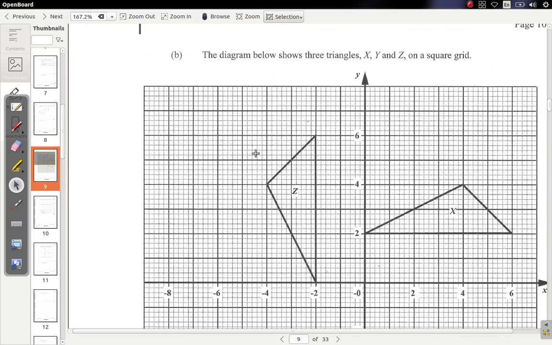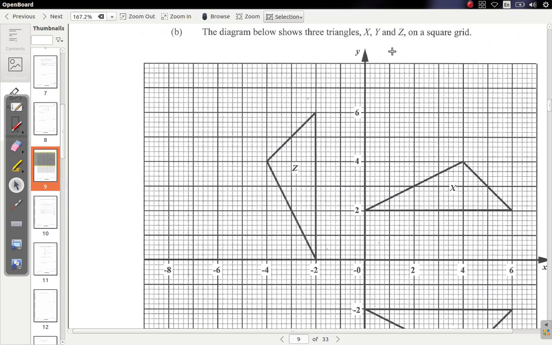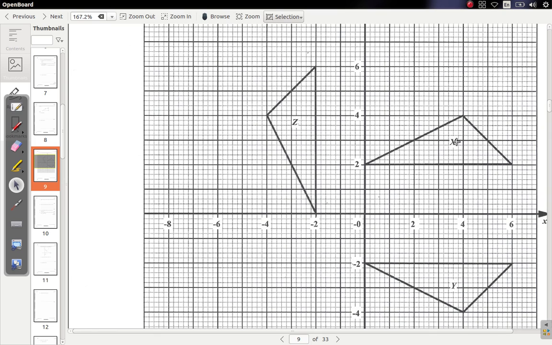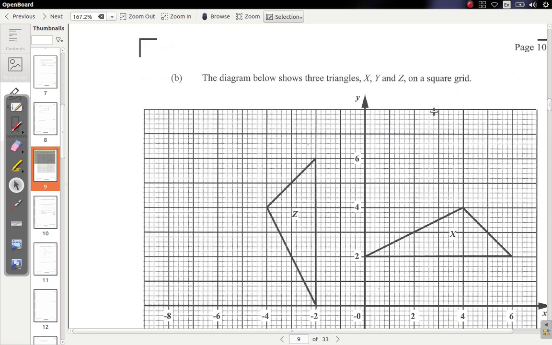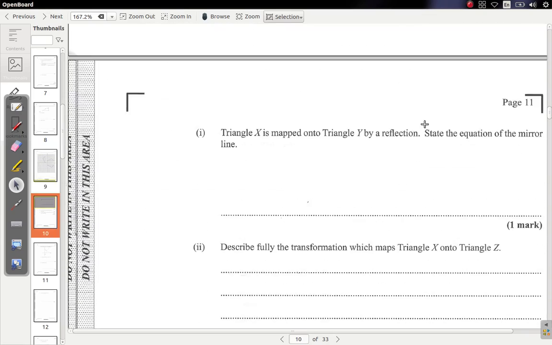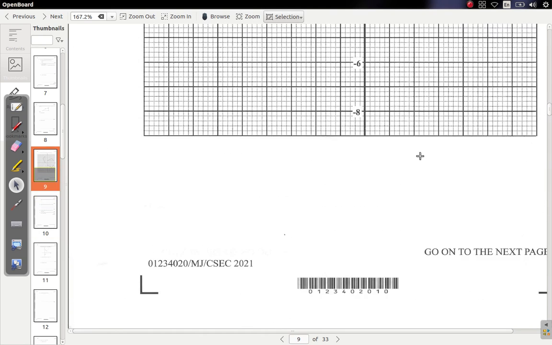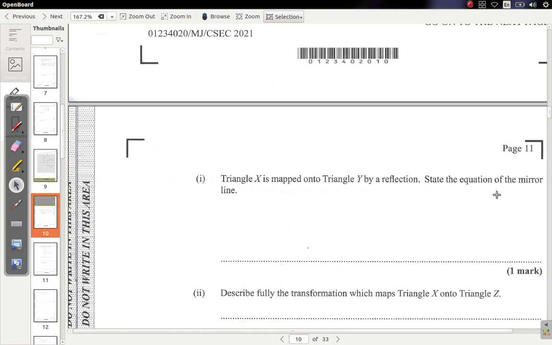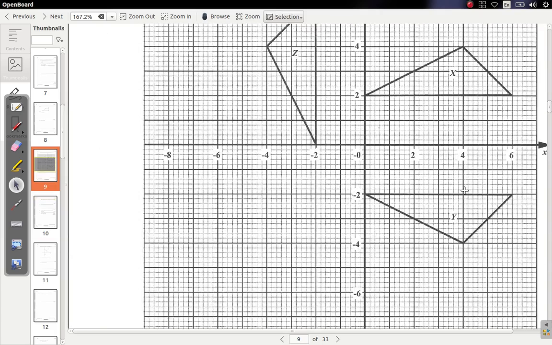Alright. It said the diagram below shows 3 triangles. The next part of the question, we should have said X, Y, and Z. Triangle X, triangle Y, triangle Z. Alright. And a square grid. Triangle X is mapped onto Y by a reflection. State the equation of the mirror line.